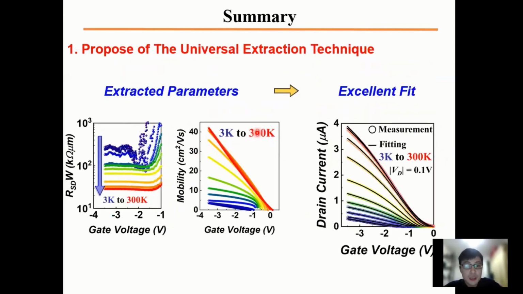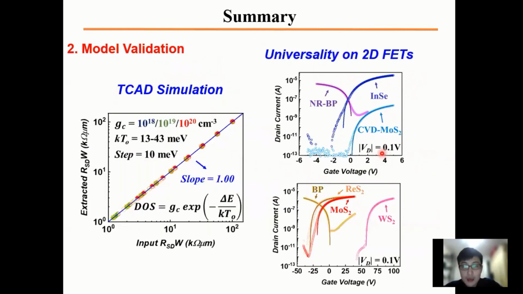So this brings us to the summary of today's presentation. First of all, we proposed a universal extraction technique that could extract the contact resistance value as well as the charge carrier mobility of our 2D semiconductors. And this can be validated by comparing the fitting results with those from the measurement results. On the other hand, we extend our study to TCAD simulation, and also we validate our extraction model with different types of 2D semiconductors.